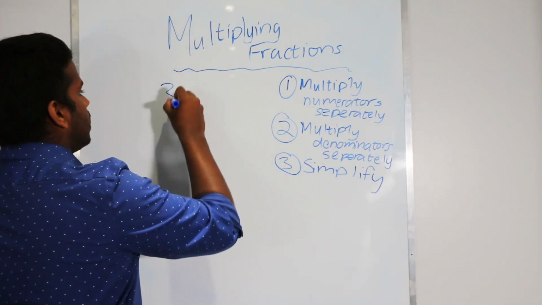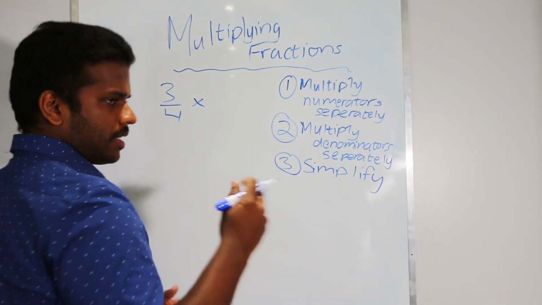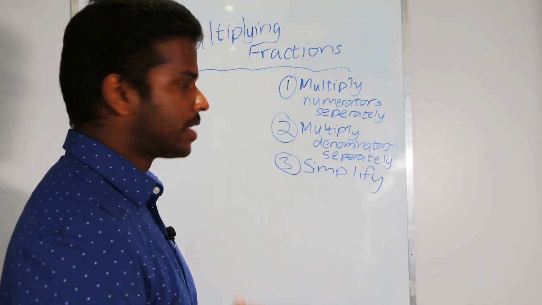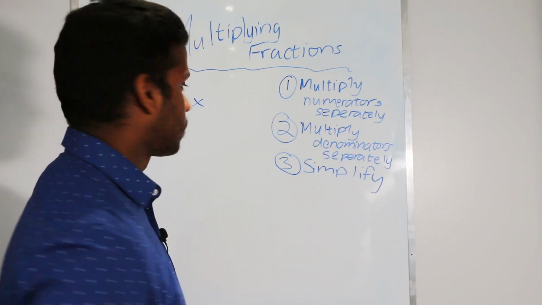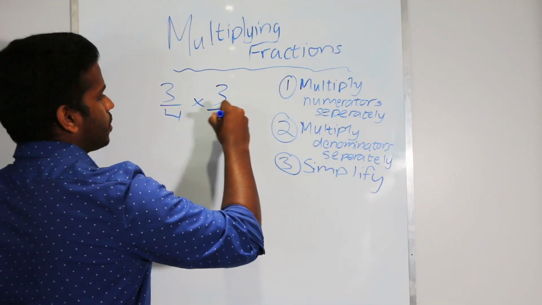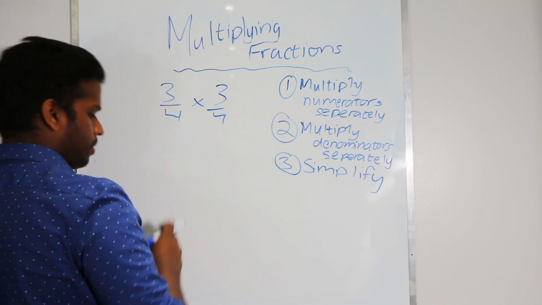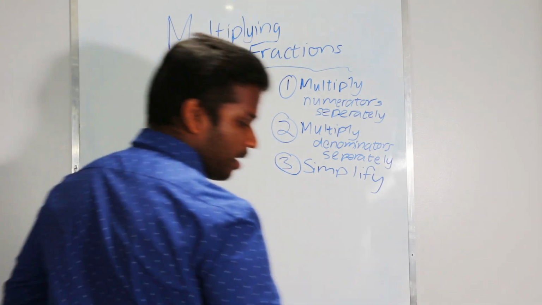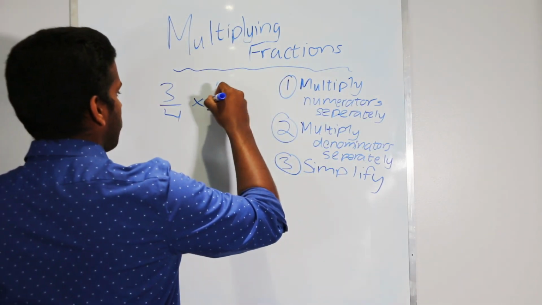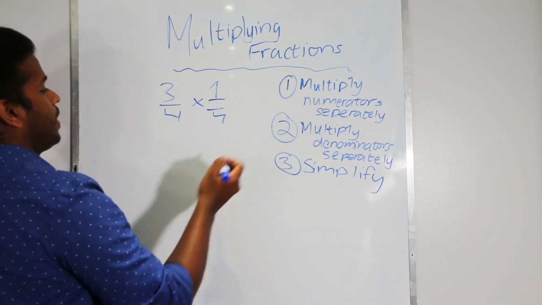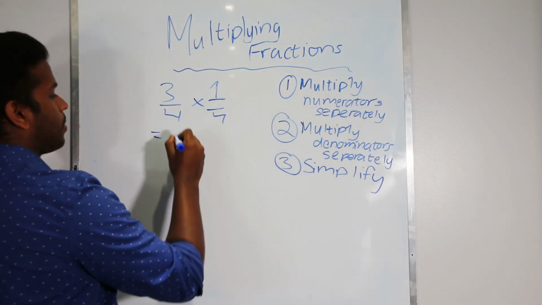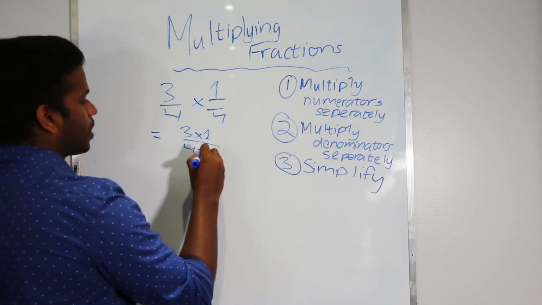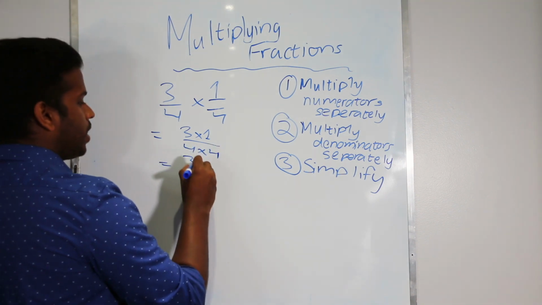Here we don't have to worry about the same denominator, different denominator scenario, because this works for all. This is a universal thing for multiplying only. So let's do an example just to show you what I mean. Same denominator: 3 over 4 times 1 over 4, I'll use that to make it easy for you guys. So multiply numerators separately, 3 times 1. Multiply denominators separately, 4 times 4. 3 times 1 is 3, 4 times 4 is 16.